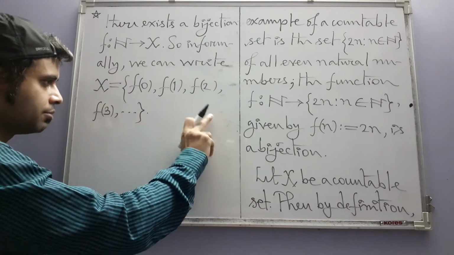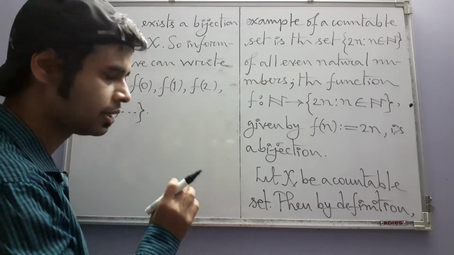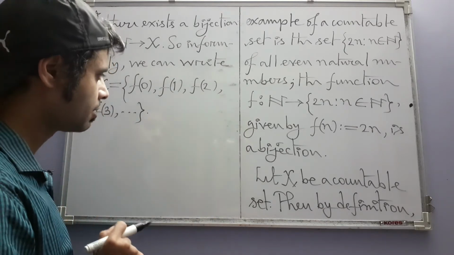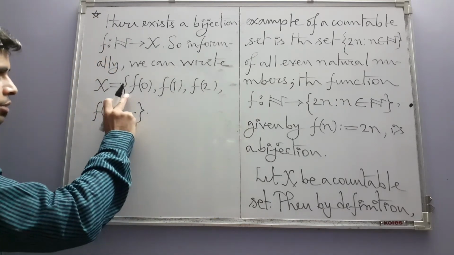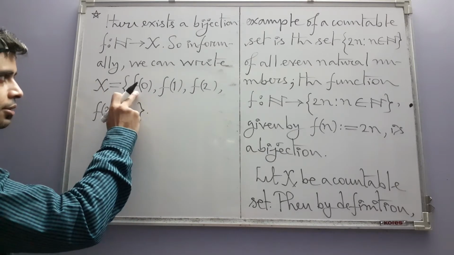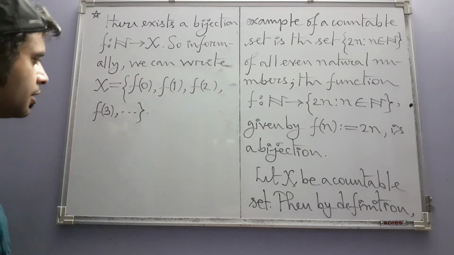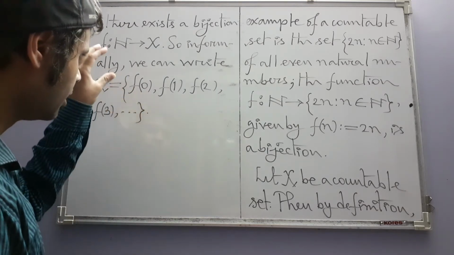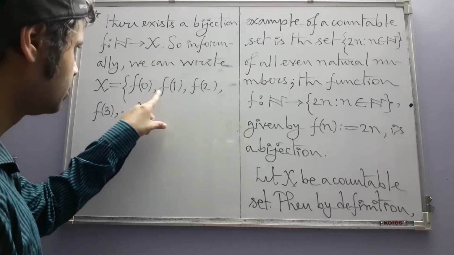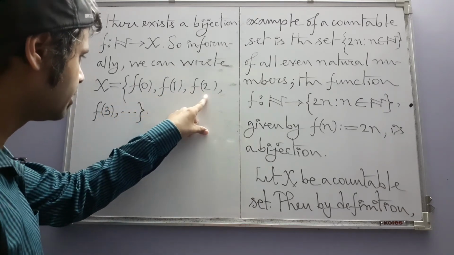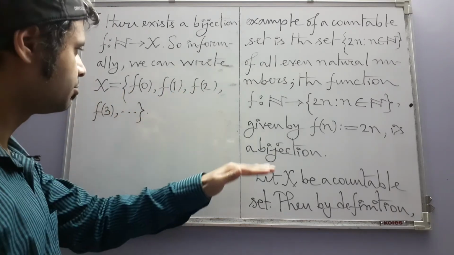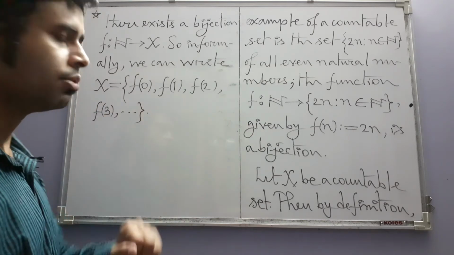No matter how many we write and we say we stop at some stage, after that we know what is going to appear next in this list. So in that sense, we actually have expressed all the elements of x using the function f. The function f helps us label the elements of x. So there is a 0th element, a first element, a second element, a third element, and so on, so that you can arrange the elements of x in a sequence.